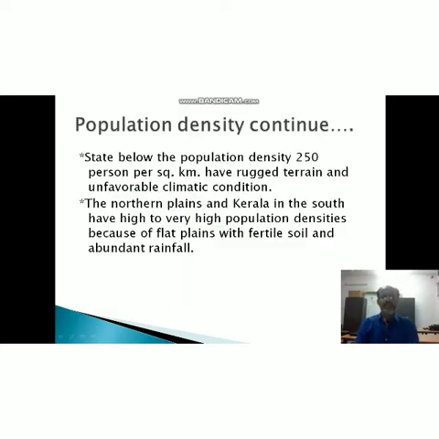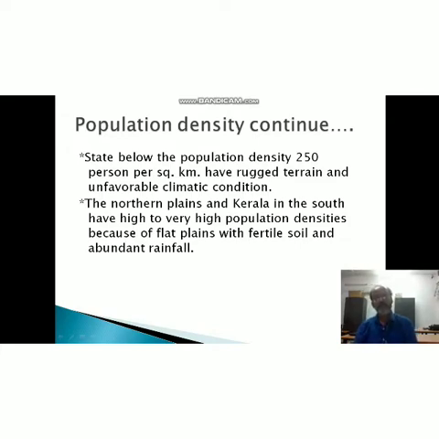States below a population density of 250 persons per square kilometer, that means those states' population density is near about 250 persons. They have rugged terrain and unfavorable climatic conditions. That means the climatic condition is not good, and they may be mountainous regions and plateau regions, and the climatic conditions are very harsh.